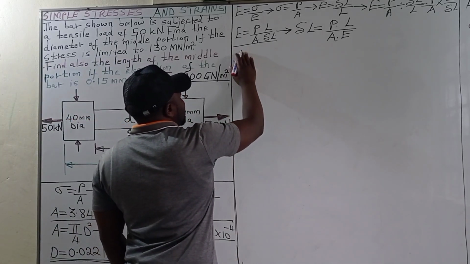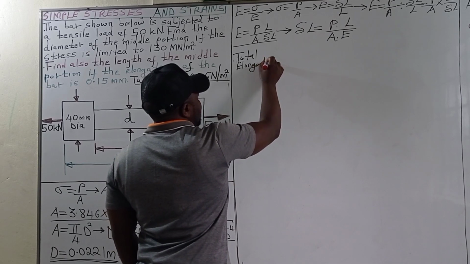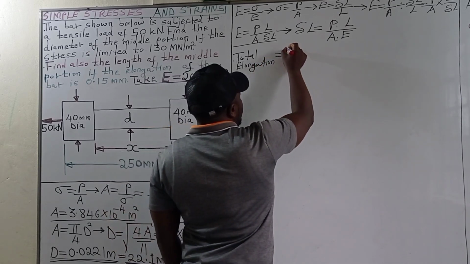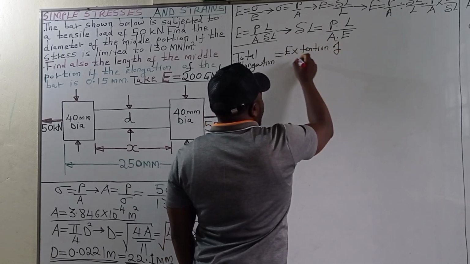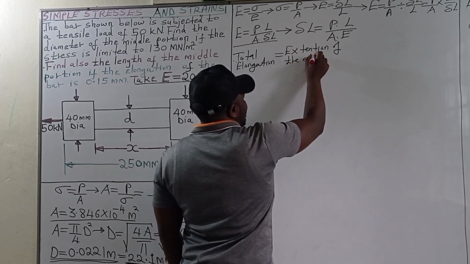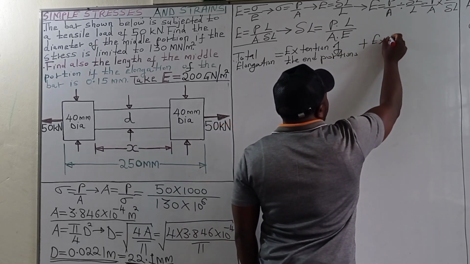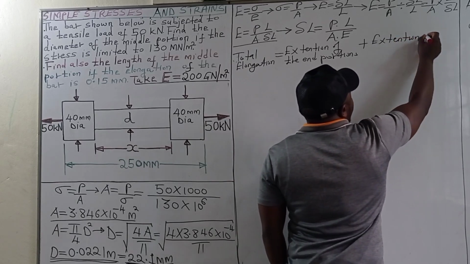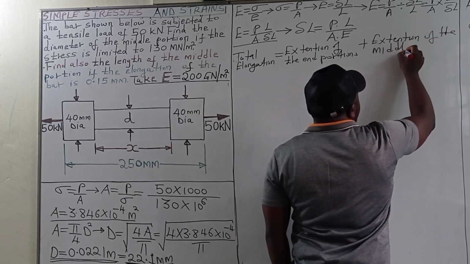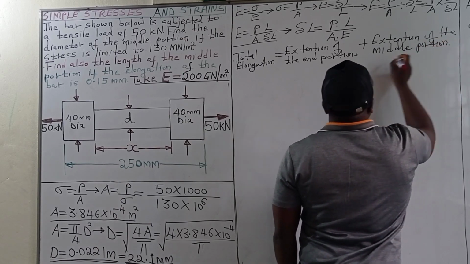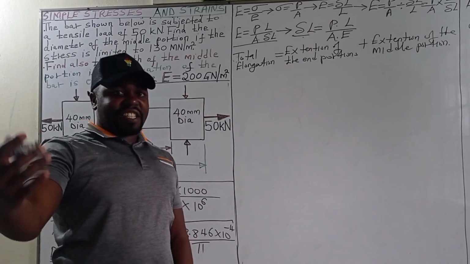The total elongation or extension of this bar will be given by the extension of the end portions, then we add the extension or elongation of the middle portion. Good. Now, we have the formula of change in length or extension in this case.